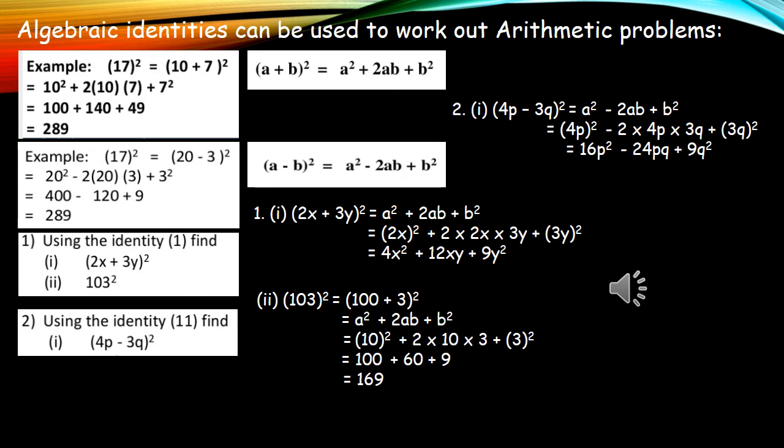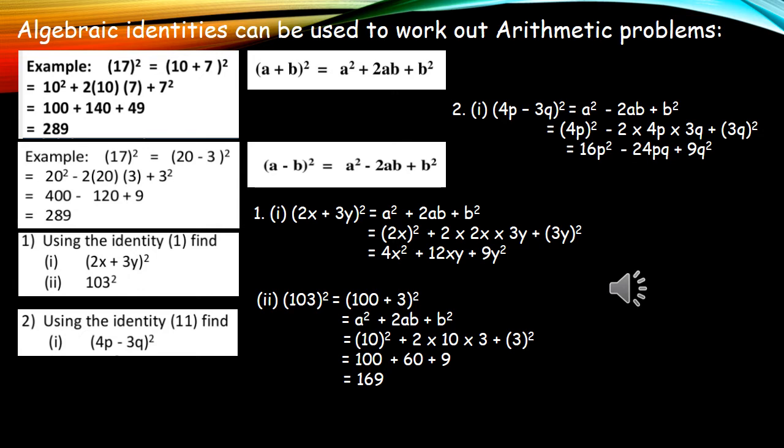Now let us solve some numerical problems by using the identities. For example, the first one is 17 square. So we can write it as a plus b whole square, like 10 plus 7 whole square. It can be 11 plus 6 also. You can break it according to your convenience. So if 10 plus 7 whole square is equal to a plus b whole square, we know the identity is a square plus 2ab plus b square.